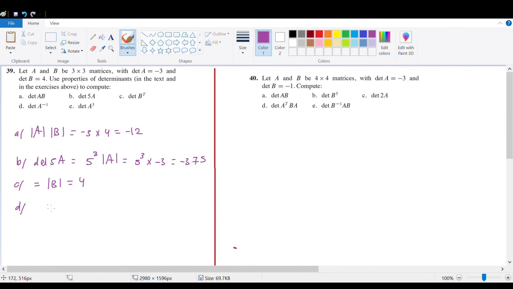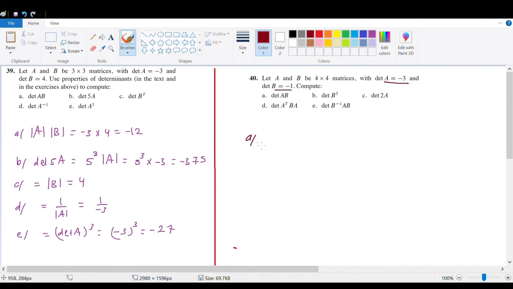D, determinant of A inverse, which is equal to 1 over determinant of A, which is 1 over minus 3. Then for E, determinant of A cube is equal to determinant of A all to the power 3, which is equal to minus 3 to the power 3, which is minus 27. Similarly for 40, we are given determinant of A is minus 3, determinant of B is minus 1.